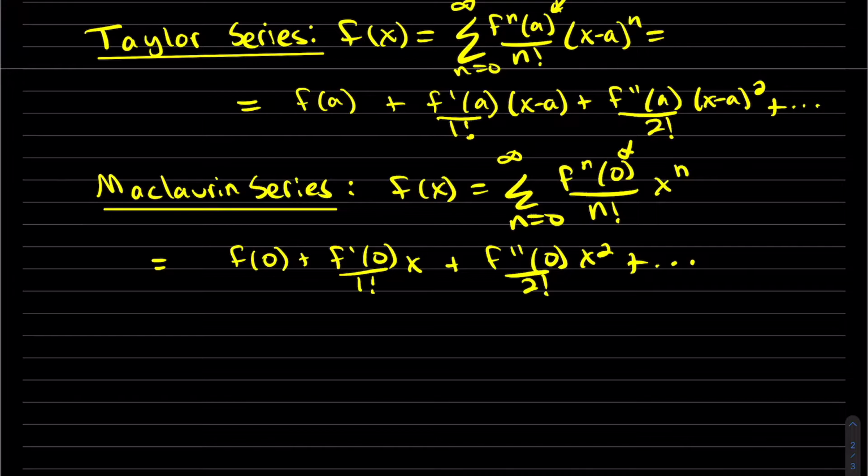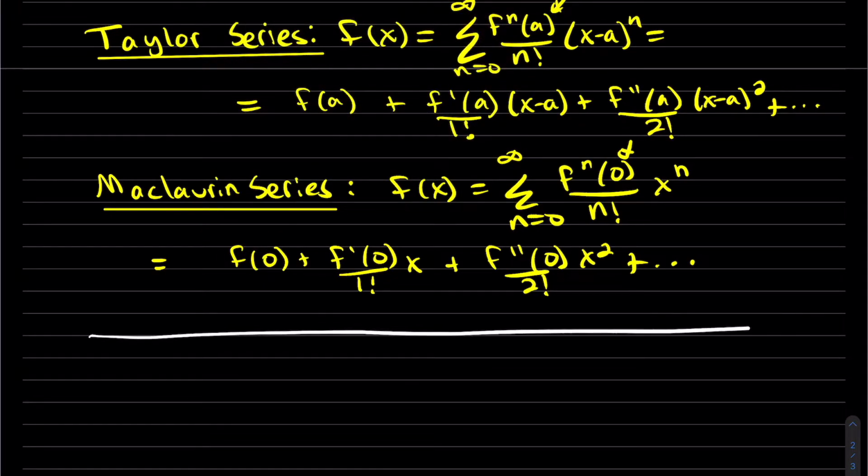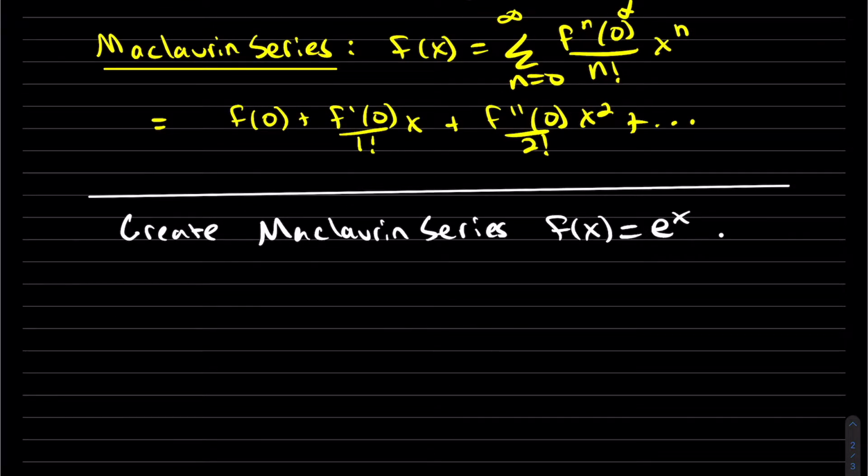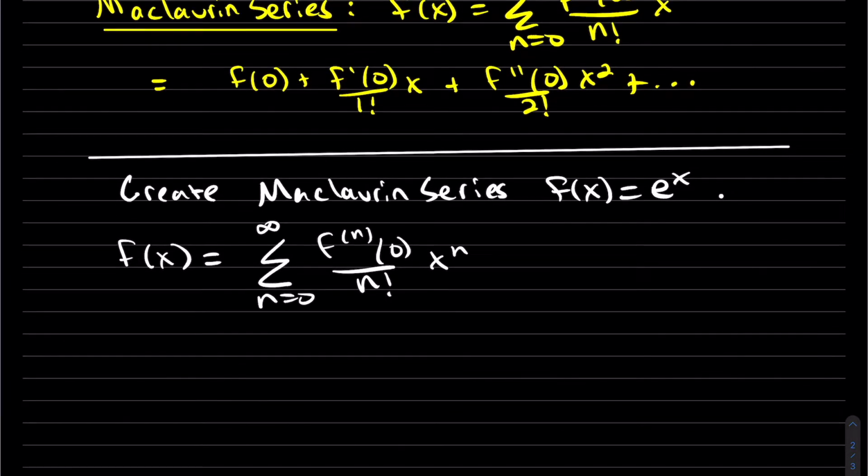So I'm going to show you how to do this. We're going to create a Maclaurin series, so about 0, for f of x equals e to the x. This is one of the easier ones to do. Let's remember our function, we're going to rewrite it as an infinite polynomial, and there's the formula to do it. We need to find f^(n) of 0, so let's find f^(n) of x first and then plug in 0.